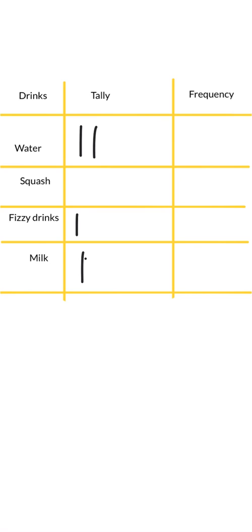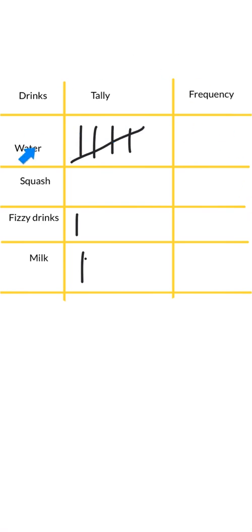And remember, if you get to 5 glasses, you are going to do your line like this. This means 5. This helps us when we're counting up the tallies, because if we see something like this, we know we can just count in 5s.